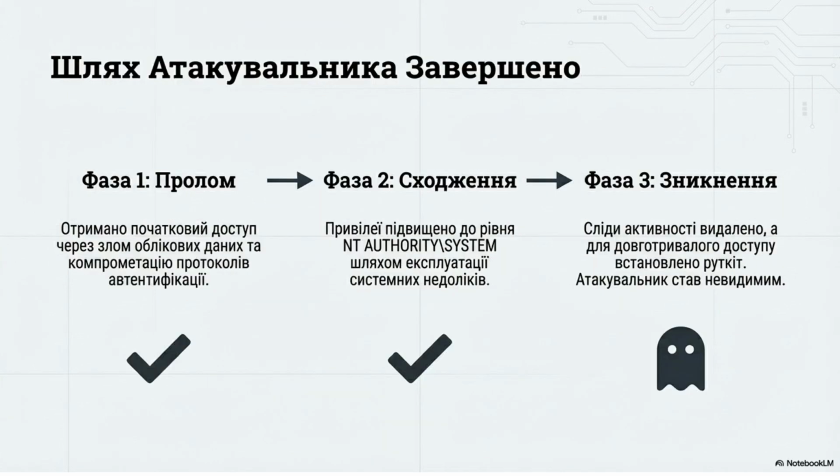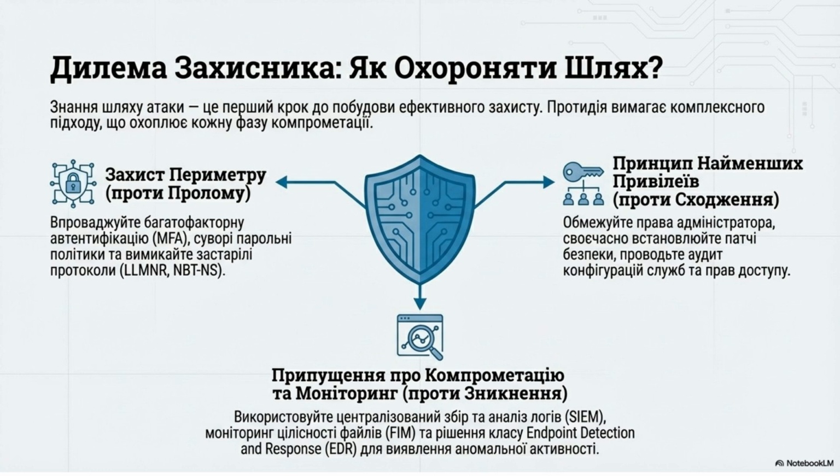The attacker's path is complete. Initial access is gained. Privileges are escalated to system level. Activity traces are removed, and a rootkit is installed for prolonged, invisible access. The attacker has vanished. The defender's dilemma: how to guard the path.